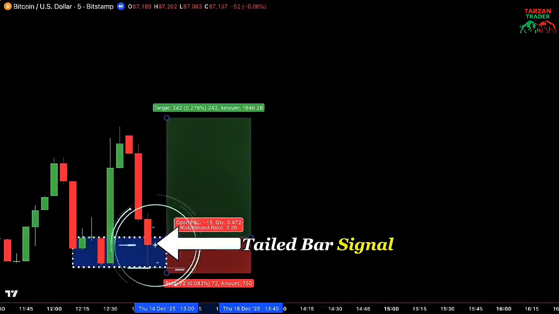Let's break it down. The long tail on the candle shows that the market was pushed below the demand zone, but buyers stepped in and rejected the lower prices. This tells us that smart money is absorbing all the selling pressure, ready to drive the market upward. The small body with the long tail signals that buyers have taken control, giving us the green light to enter the trade. With the tailed bar confirming the move, here's how you set up the trade.